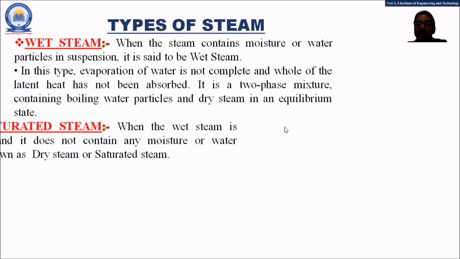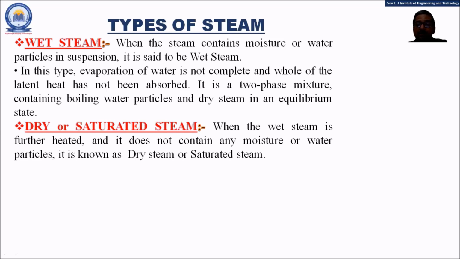Now friends, let us understand the second type of the steam, that is the dry steam or the saturated steam or the dry saturated steam. When the wet steam is further heated, now it does not contain any moisture or the water particles. And since now there are no moisture or the water particles present in the steam, we can consider that type of the steam as the dry steam or the saturated steam.